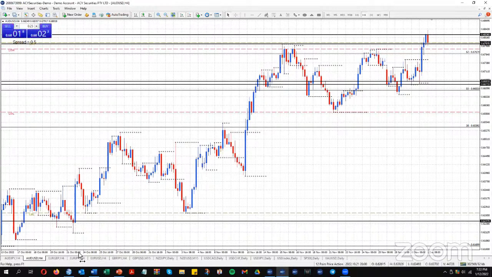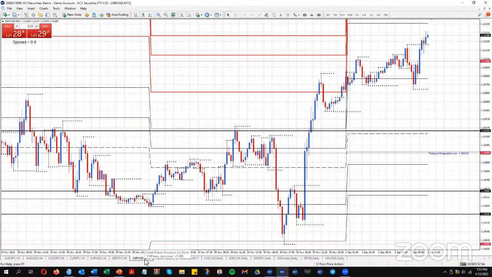We've covered the Aussie pairs, the euro-dollar pairs, the pound pairs. What's the pound doing? Let's just keep an eye on it. It's just edging slightly higher.